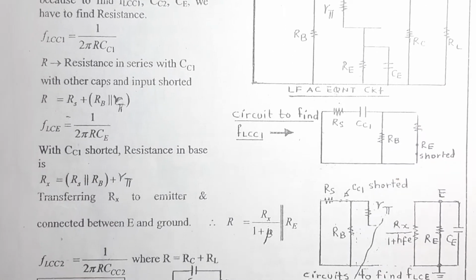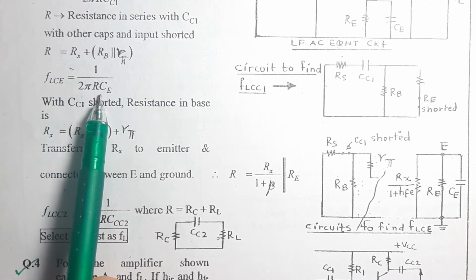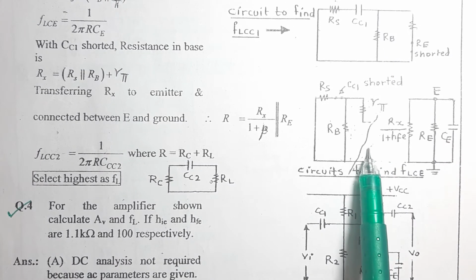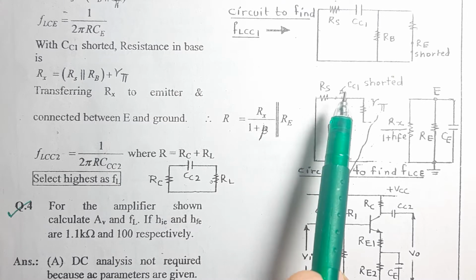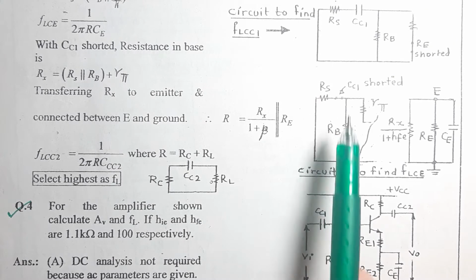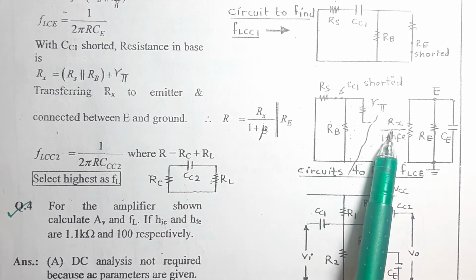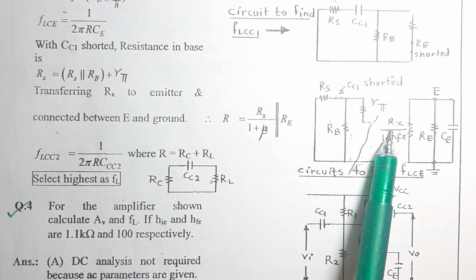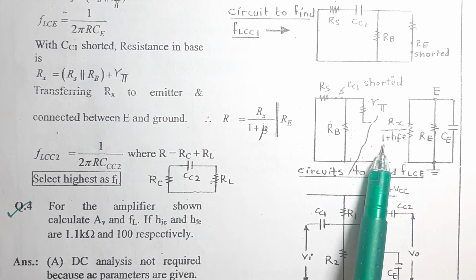Now your FLCE is given by 1 upon 2 pi RCE, wherein the circuit to find FLCE is written over here. If you consider this diagram, it is just a normal simplification, as we had done in the analysis part in the previous lecture. It was nothing but RS parallel RB plus R pi. This entire thing is in parallel with your RE over here. Hence it is being shifted from base to emitter, hence it is being divided by 1 plus beta over here.